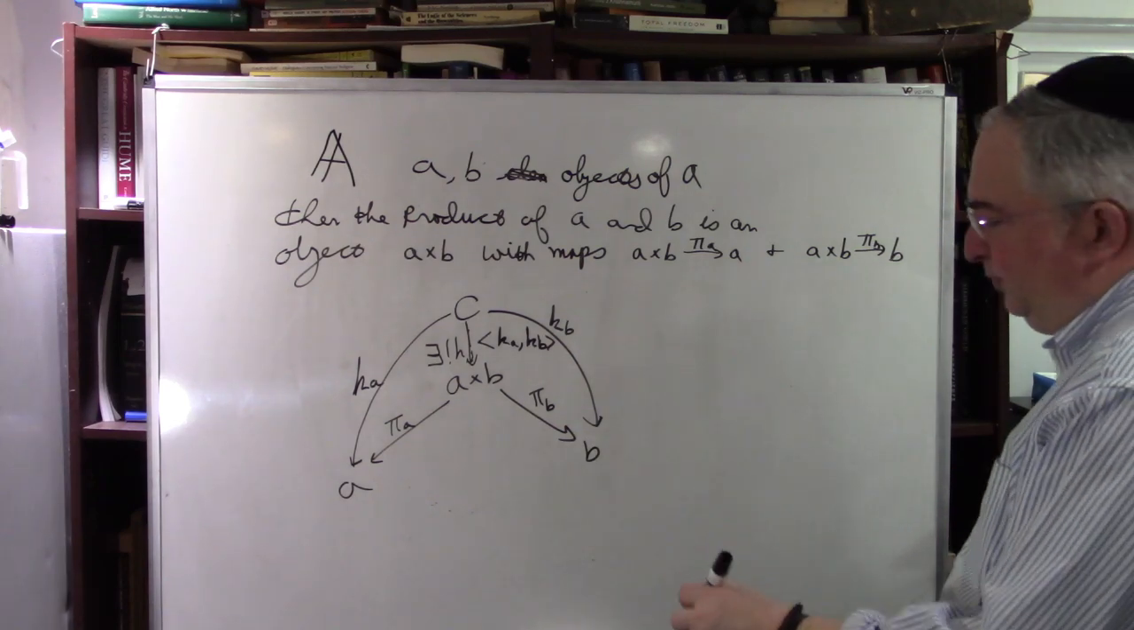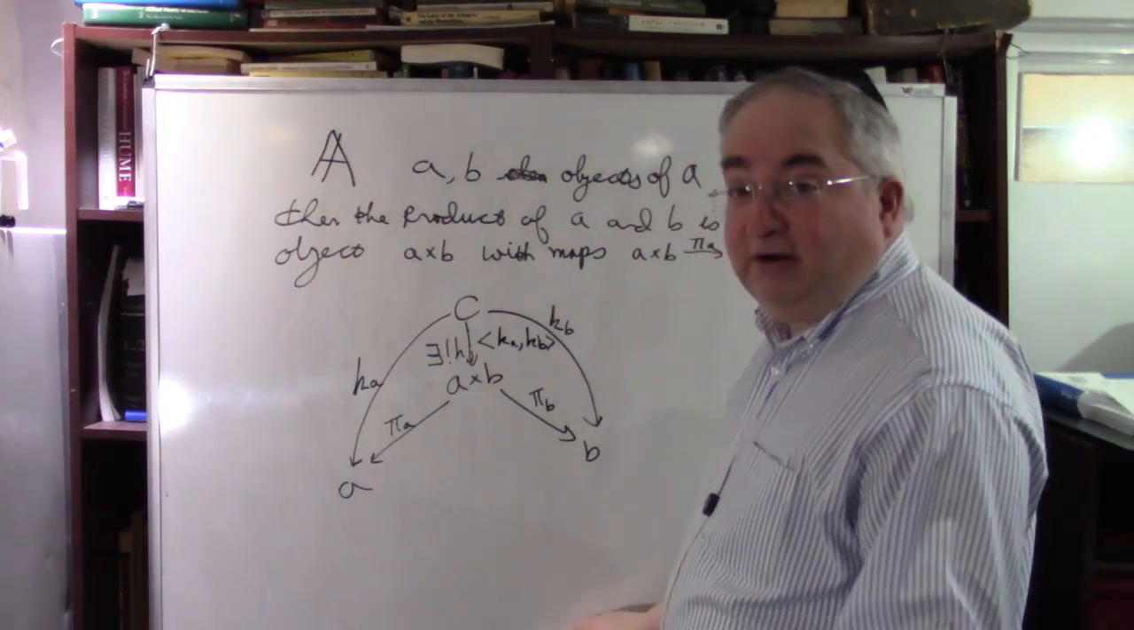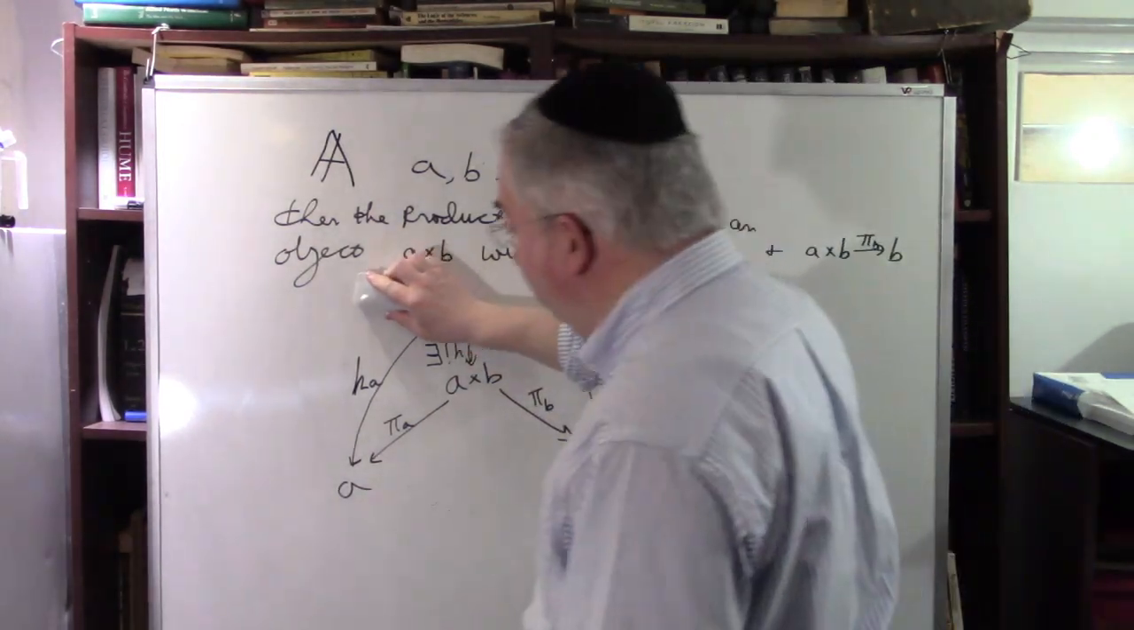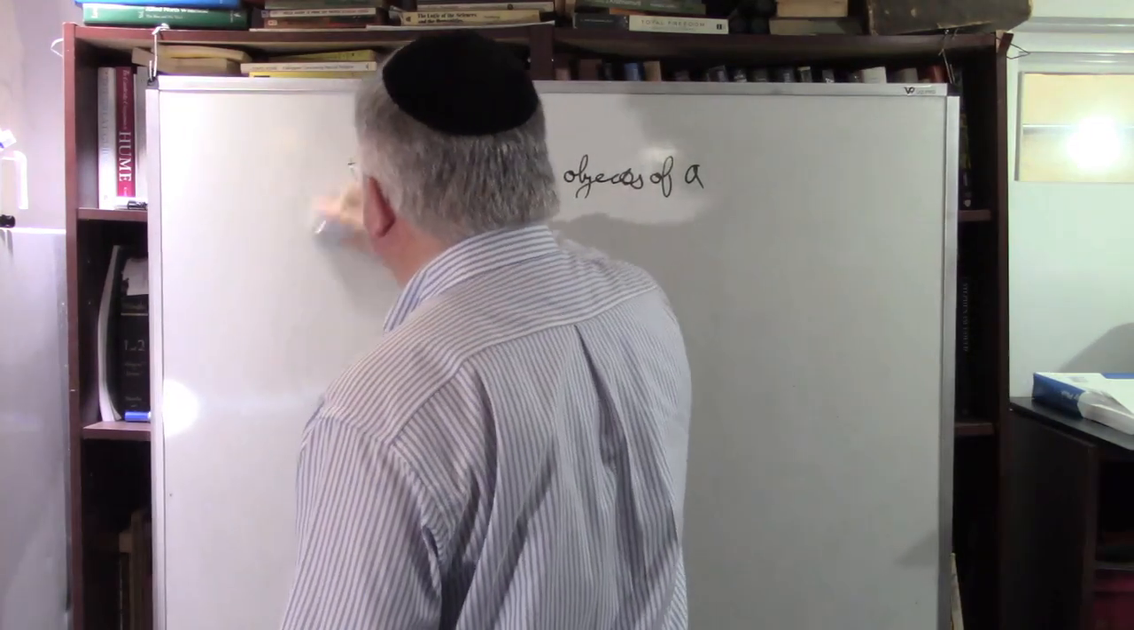Okay, so that's a product. We saw product in sets. Product in sets is the Cartesian product of sets, which we saw many times before. Now let's look at other places where we have a product.